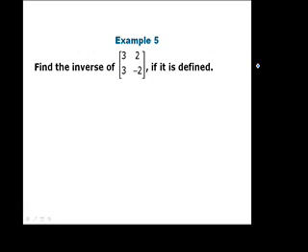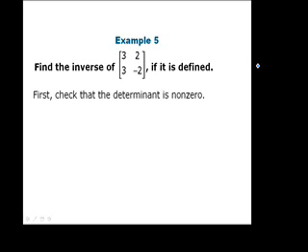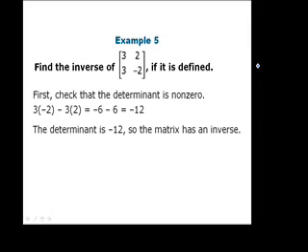And let's look at one more example of these. So here's the matrix, 3, 2, 3, -2, and we're finding the inverse. This is our matrix, and we're going to see if we can find it. So check that the determinant is non-zero. So 3 times -2 minus 3 times 2 will give us a determinant of -12. So it's not 0, so this matrix does have an inverse.